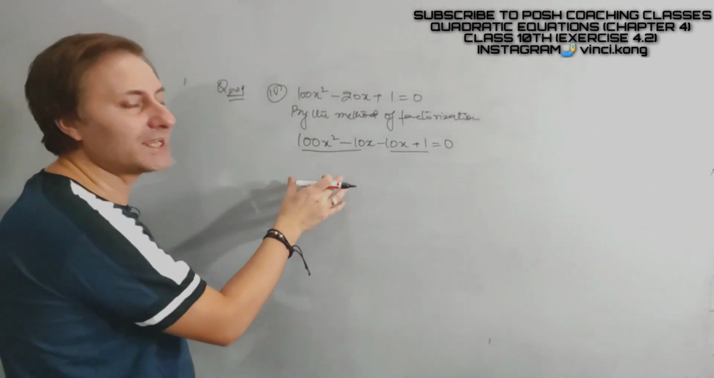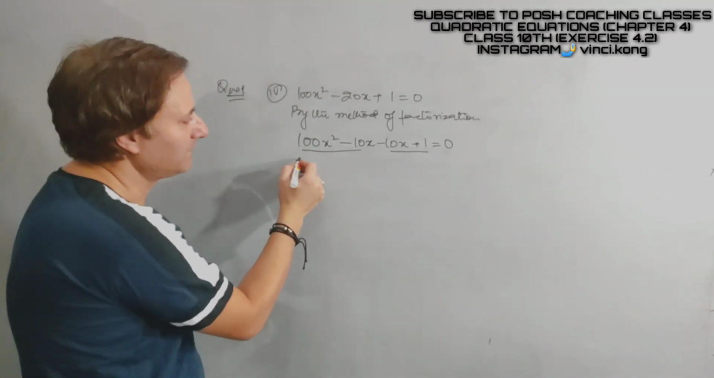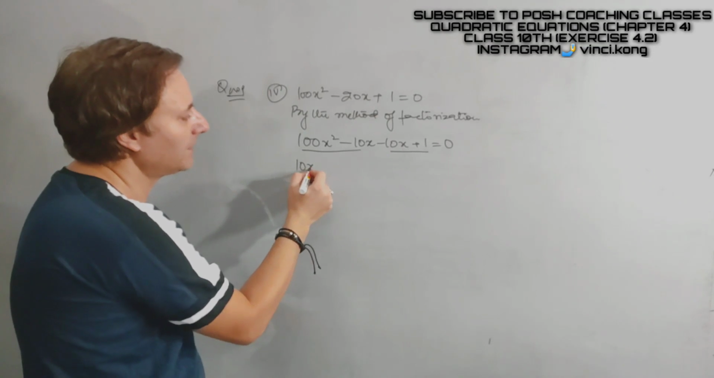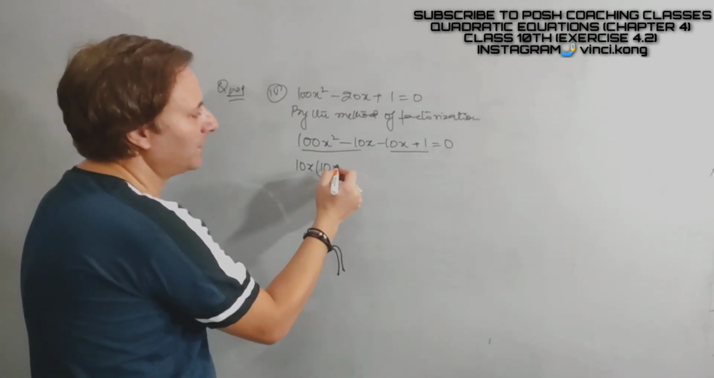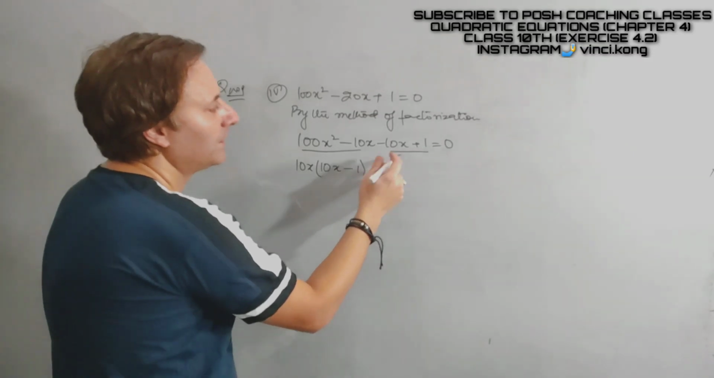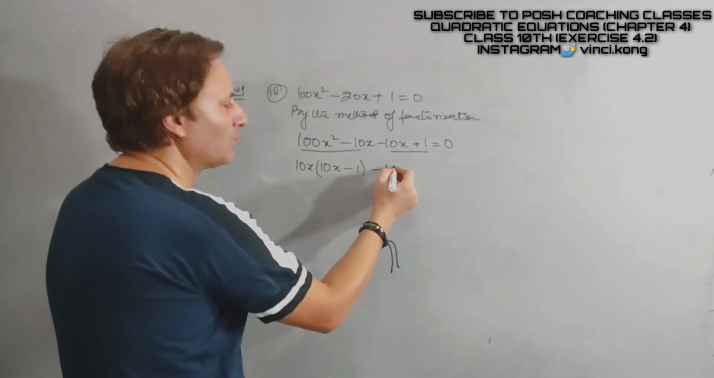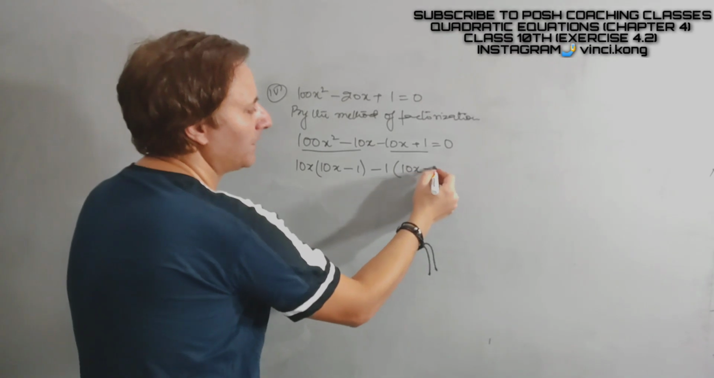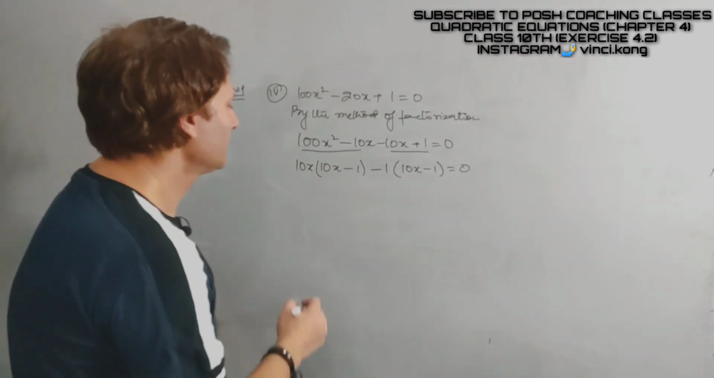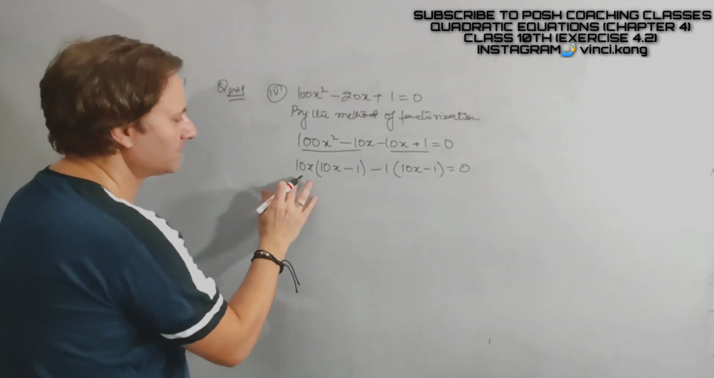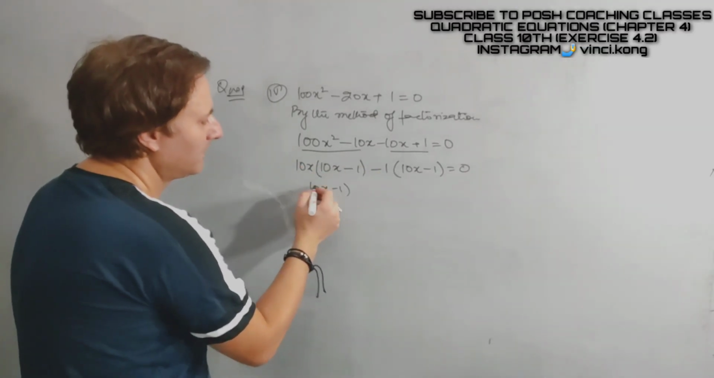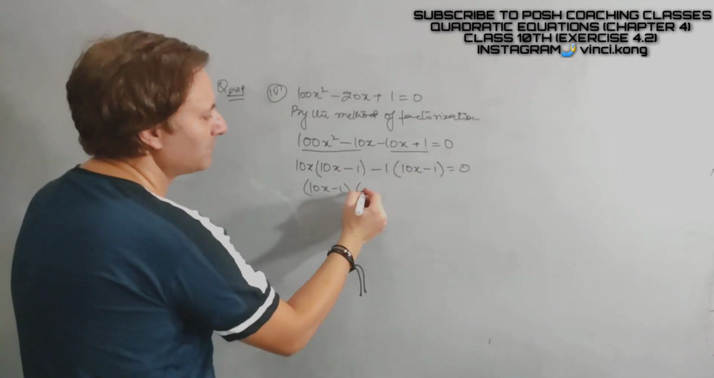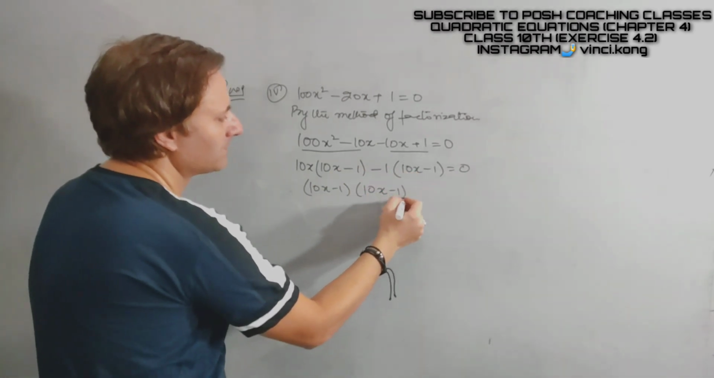Now what we are going to do is take common things. So let's see, I have a 10 common here, then I have an x common here. So 10x multiplied by 10x minus 1. Here we don't have anything common, so 1 times 10x minus 1. Okay, now let's keep these two in one bracket. Just like the previous question, we have again the same brackets.